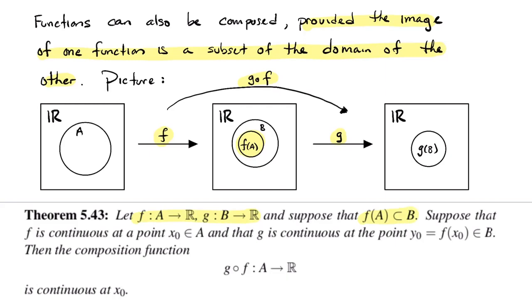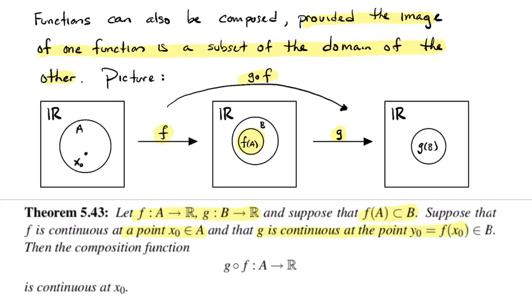And if you take some point in A at which f is continuous, and we suppose that g is continuous at the point f of x naught, let's call it y naught. So if you want me to add to my picture here, if I pick some point in A called x naught, and I'm assuming f is continuous there, under the hypothesis, I know that this point y naught, let me just write it down here. y naught is f of x naught, belongs to f of A, and g is continuous there. I'm assuming that. Then the composition g composed with f is going to be continuous at x naught.